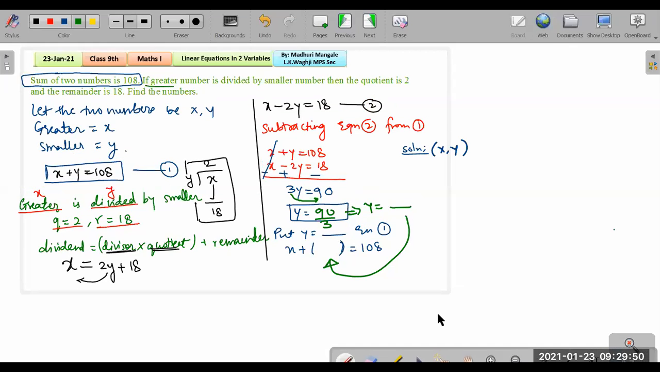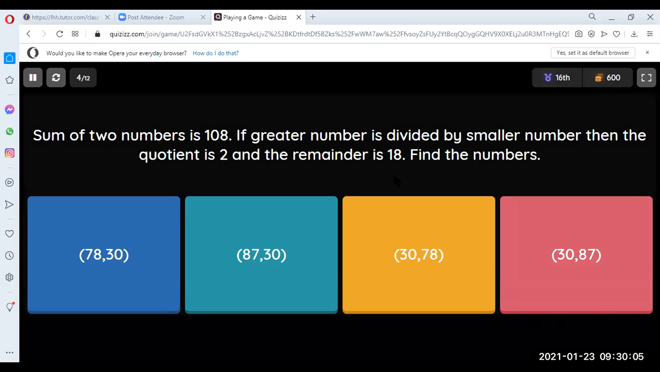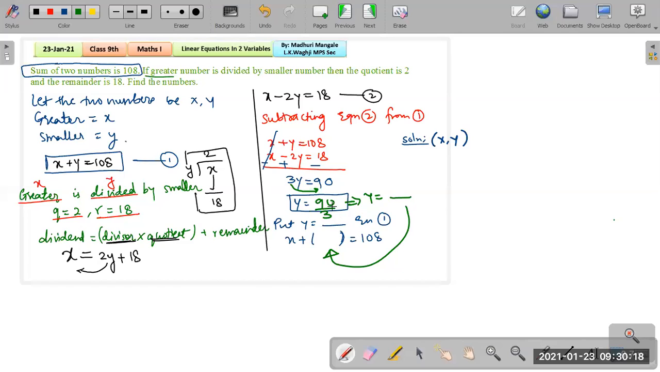And there on the quizzes, I'm going to add the next slide, which would show the same question with the solution this time. So move to the quizzes board and you would be able to see the same question where it is asking to find the numbers. And if you check over here, y equals 90 divided by 3. 90 divided by 3 is 30, right? You have got the value of y. y is equal to 30.